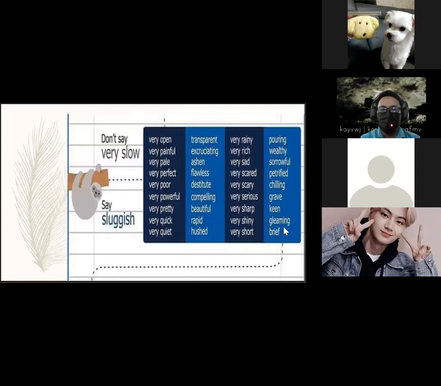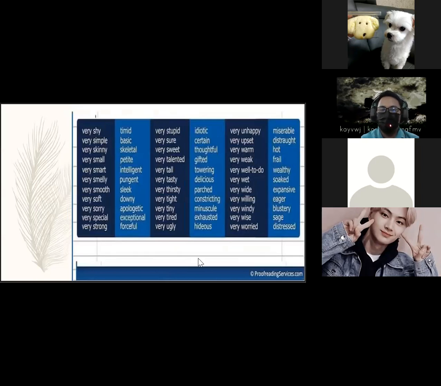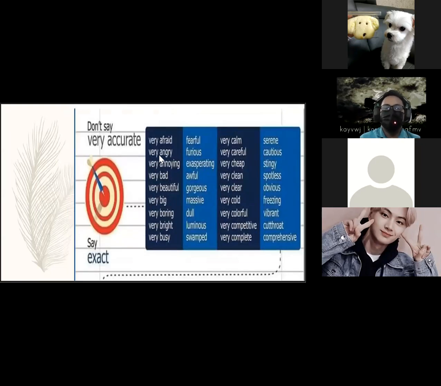So ito paki-browse na lang po yung mga sumusunod na words para hindi tayo gumagamit ng puro very, very, very. Ayan. Meron tayong single word for those words na may very. Paki-browse na lang yan later on. So very afraid, fearful, di ba? Very calm, serene. So hindi yung puro very. Meron naman tayong exact word for those. Kagaya nito, very accurate, di ba? We can say exact.